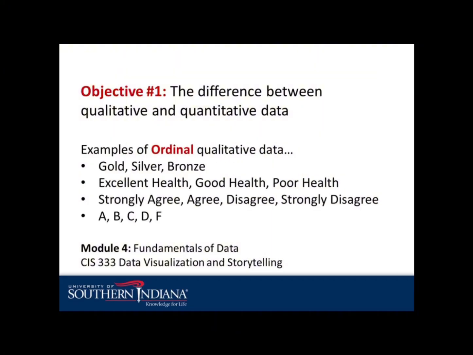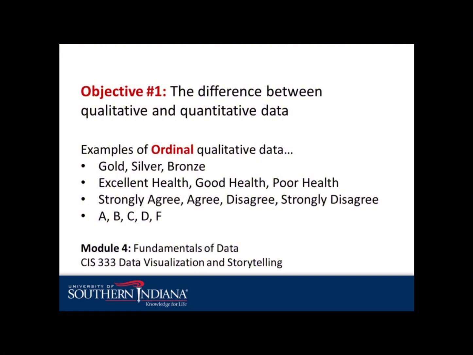So here's some examples. Ordinal qualitative data could be Olympic gold medals, gold, silver, and bronze, excellent health, good health, poor health. Could be a Likert scale, strongly agree, disagree, strongly disagree, or a grading scale, A, B, C, D, F. You know that there are levels to this sort of data, but you can't clearly measure the distance or the relationship between each.